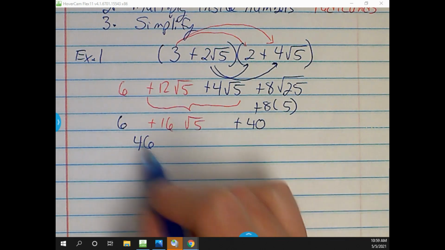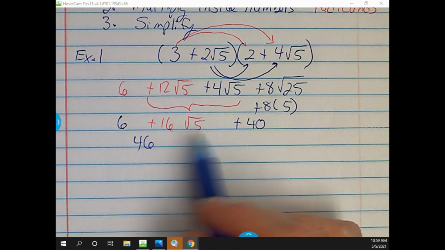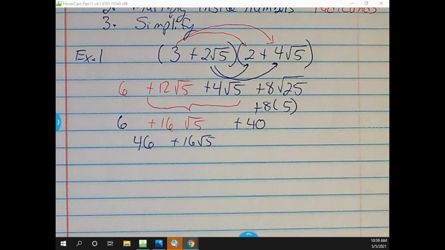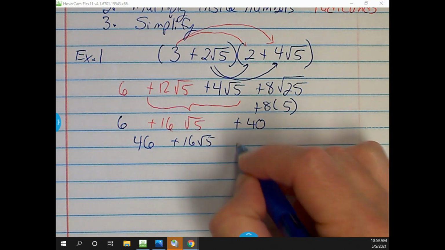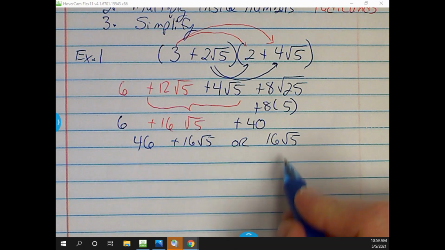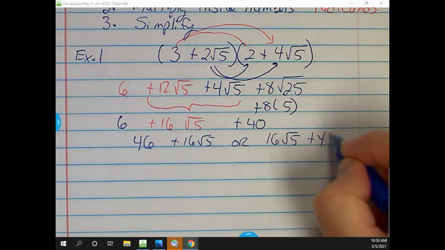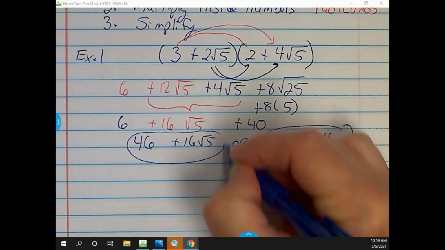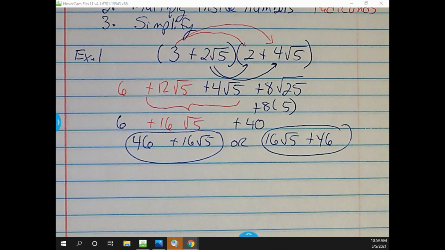And then the 16 square root of 5, there's nothing you can do to add it, so it'll just stay 16 square root of 5. And just like we said on the last one, if you reverse the order and do 16 square root of 5 plus 46, the answer is okay too. Doesn't matter which one you put first, as long as you've got them both there and the signs are correct, then either one's fine.